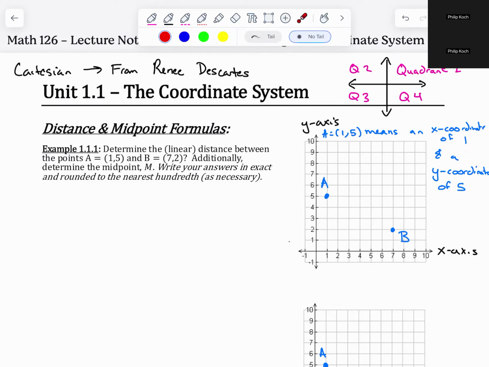If you are on an axis, you are not in a quadrant. The quadrant is everything excluding the lines. So if I have a point right here on the y-axis, that is neither in quadrant 1 nor quadrant 2. It's just a point on the y-axis. But either way, we are more interested in this course in how to use a coordinate system to figure things out.